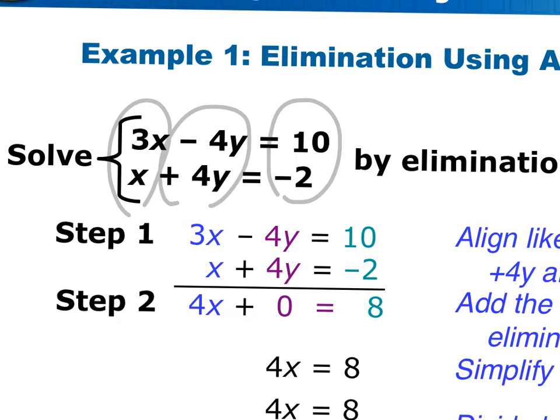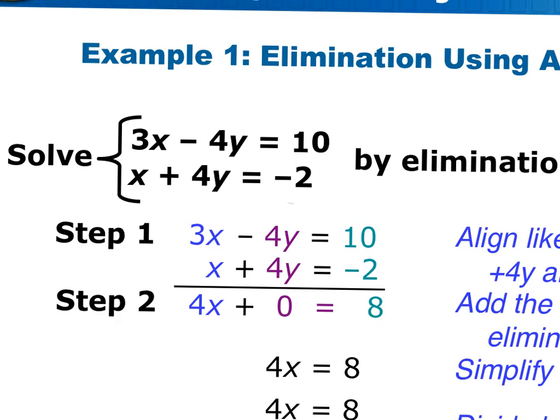Now, our goal in this lesson is to try to make either the x's or the y's eliminate. And in order to do that, they need to have the same number in front, but one needs to be positive and one has to be negative. So notice in my system here, I have a 3x and a 1x, a negative 4y, a positive 4y, and then a positive 10 and a negative 2. Notice when I look at my system, the y's have the same number, but one's negative, one's positive. That's our goal, is to get it in this form.